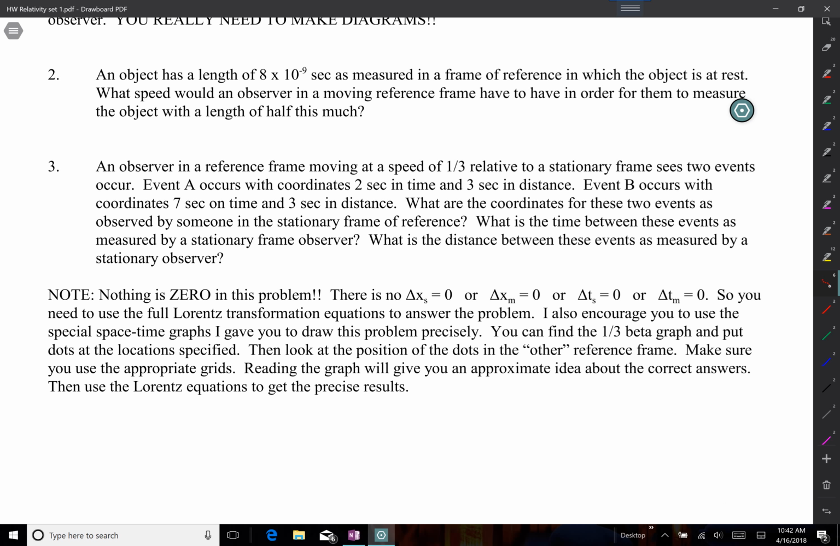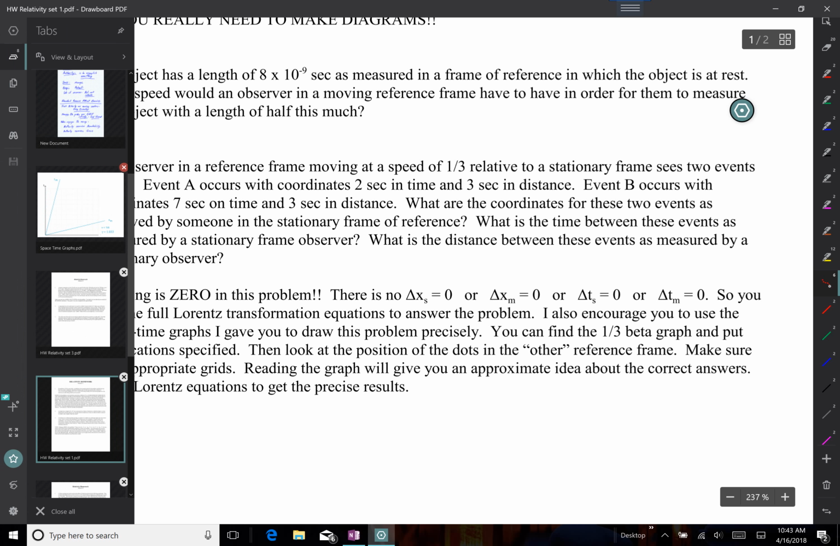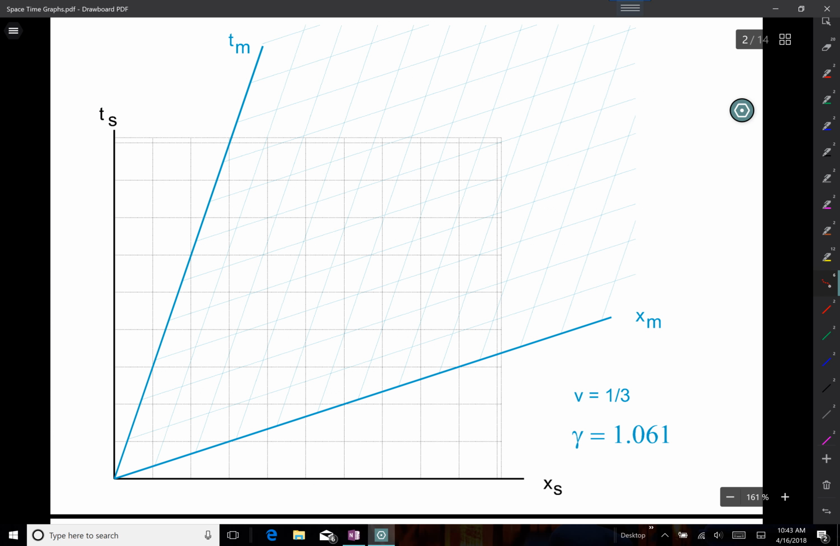Event A is 2-3. Time, distance is 2-3. So let's go put a dot here at 2-3. 2 in time. So there's 1, there's 2, and 3 in distance. 1, 2, 3. And where those intersect, that's where I put my dot. That's event A.